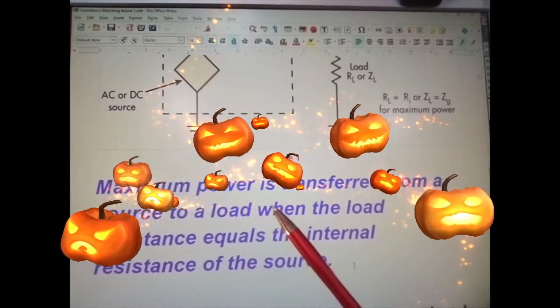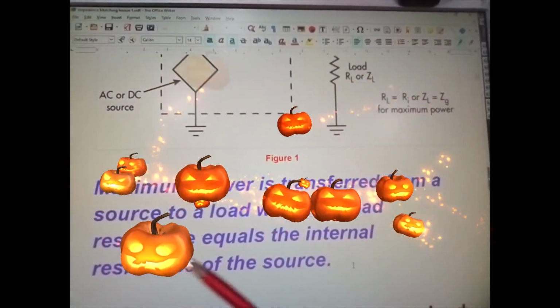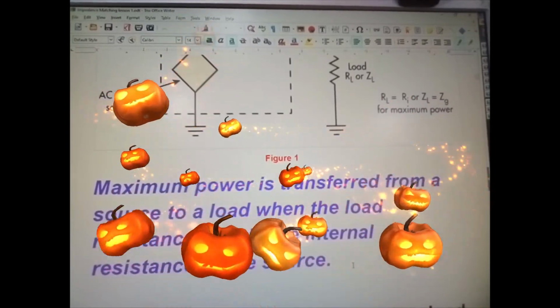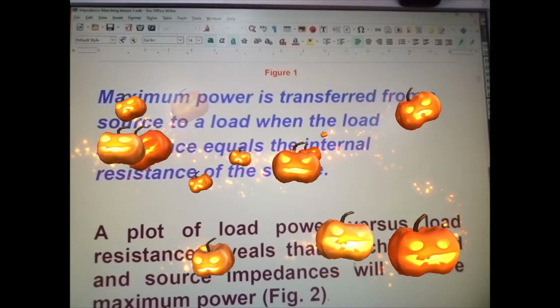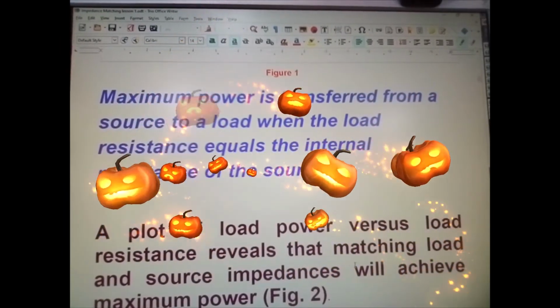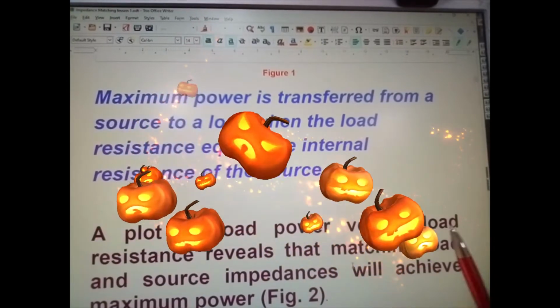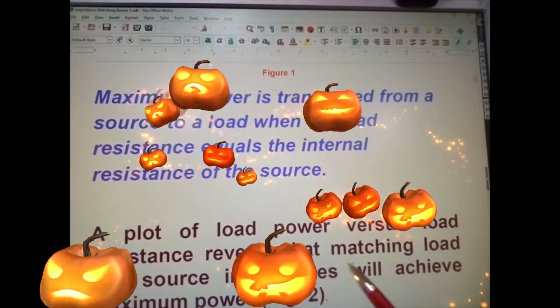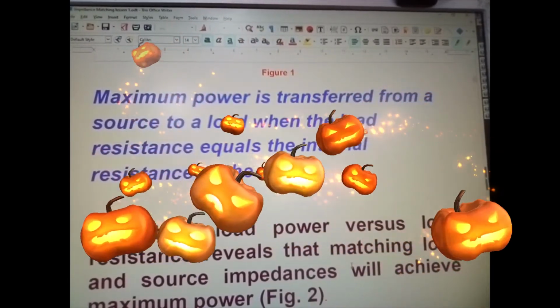Now maximum power is transferred from a source to a load when the load resistance equals the internal resistance of the source, as we mentioned earlier. Now a plot of load power versus load resistance reveals that matching load and source impedances will achieve maximum power.